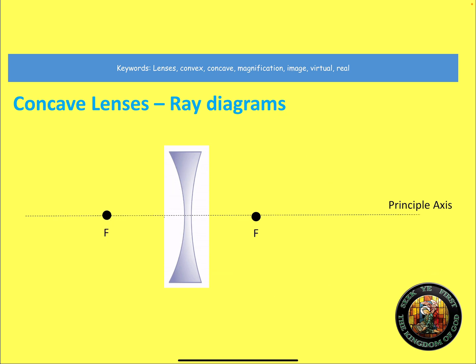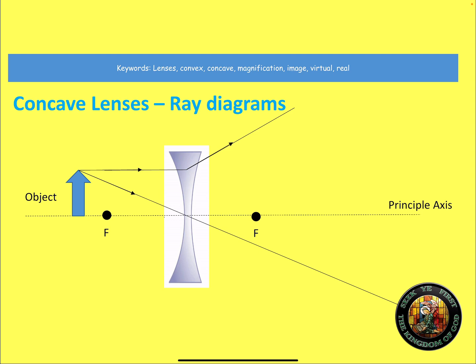So if we draw a ray diagram for a concave lens, let's have a look at this. There's the object, beyond F. Follow the same rule. There's your second line. Obviously, the ray will spread.